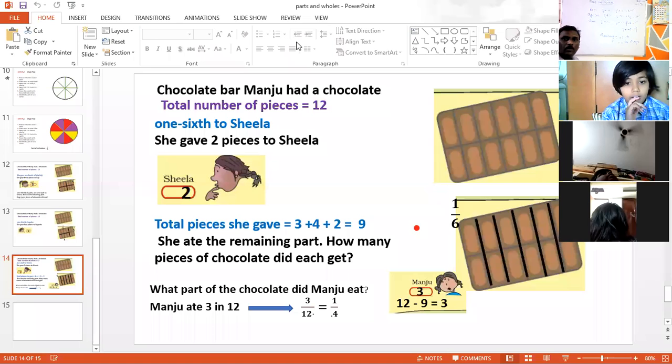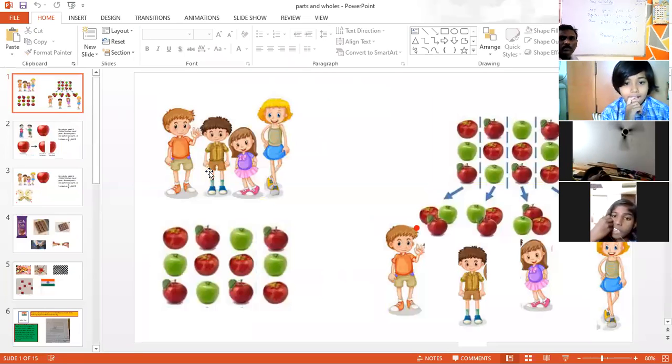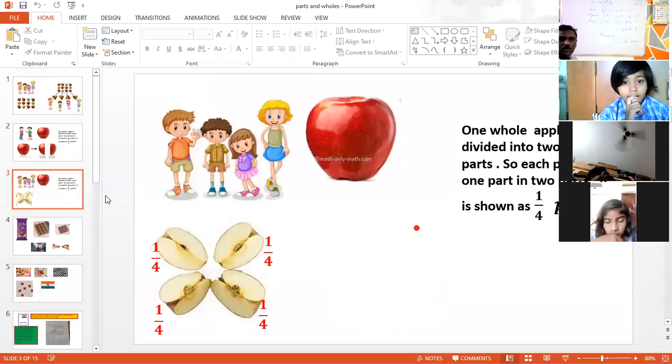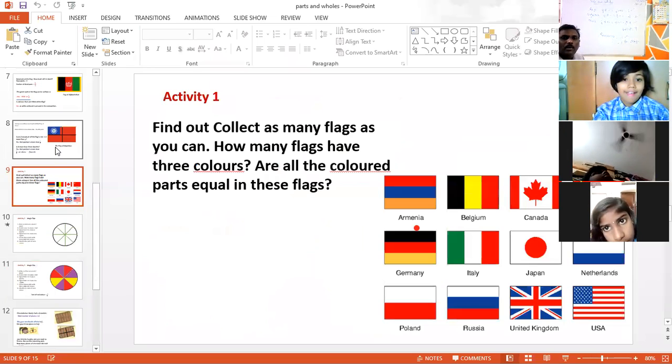Completed. So this is the introduction of this chapter. Only a few questions about flags. This activity, you please do it. Collect different flags from the internet and write the answer. If you are not able to collect this, I will share it. You can use it.